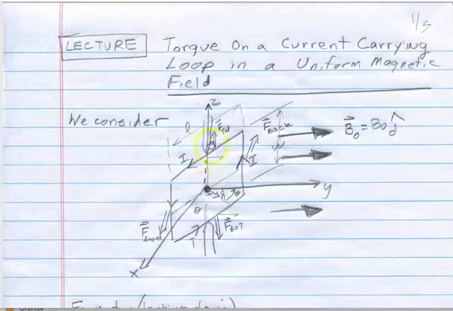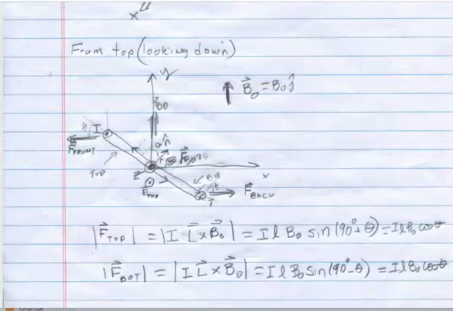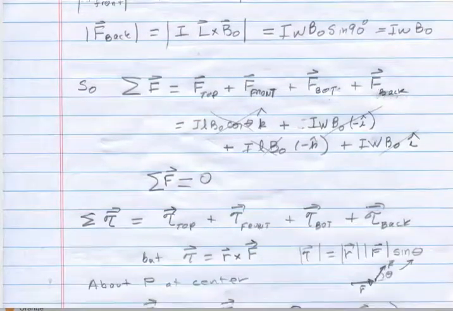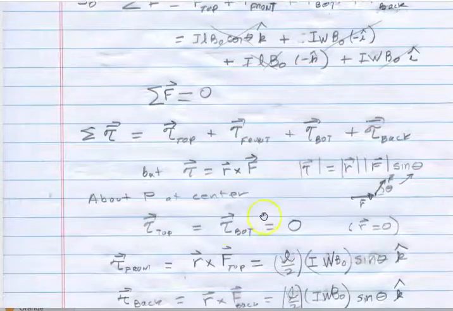Torque in magnitude is the moment arm times the force times the sine of the angle between the two. But the moment arm and the force are in the same direction for the top, and so the angle is 0 and the sine of 0 is 0. Same thing for the bottom. The bottom is going straight down. The moment arm is straight down, so they're parallel, and so there's no torque produced by the top or the bottom. That's really by our choice of where we're calculating the torques about.